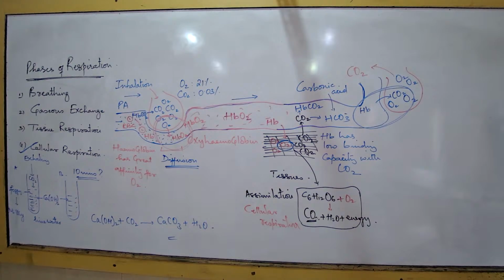Binds with respiratory gases. So it brings about exchange of gases. So that only you can write. So what is the name of the respiratory pigment? Hemoglobin. Role क्या है? Exchange of respiratory gases. Now, number 9 is done.